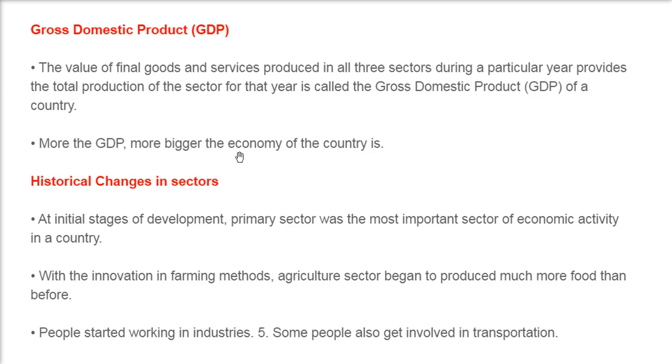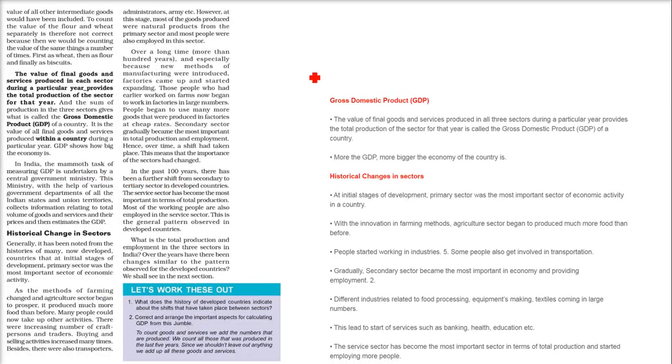The more the GDP, the bigger the economy of the country is. That means you take the production or services of the primary sector, all the production in India, then the secondary sector, all the goods and services, then all the goods and services in the tertiary sector. Just add all of them, and this is the GDP. So GDP is the value of the final goods and services produced in each of the three sectors, primary, secondary, tertiary, during a particular financial year. So all this combined is the GDP.